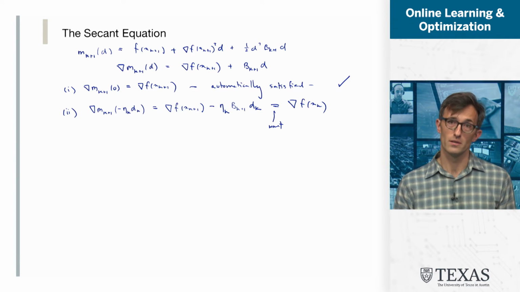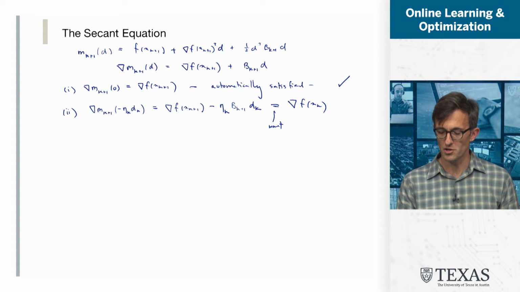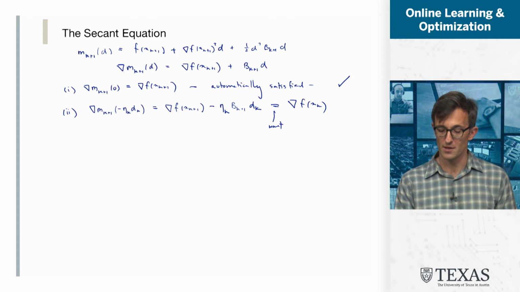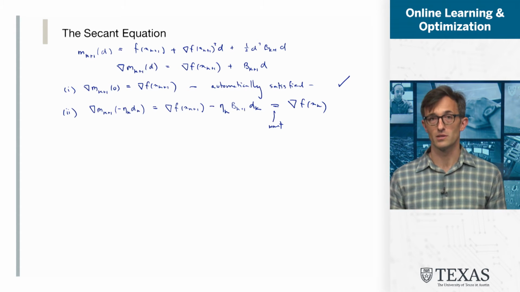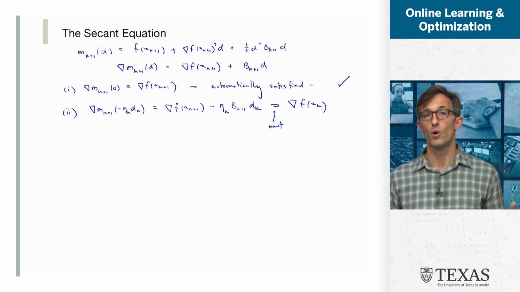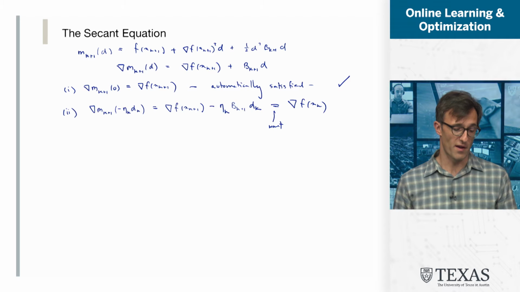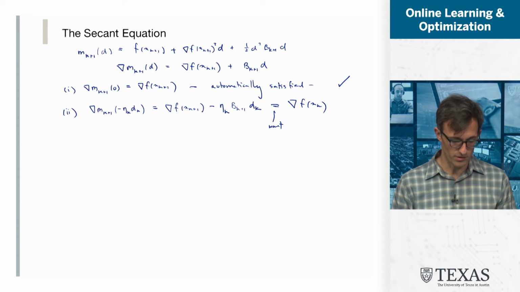Okay, so now we have a non-trivial requirement for B_{k+1} to satisfy. So this is good. We started from a principle: let's have our quadratic approximation match curvature in the sense that it matches the slope from the past two iterations. And we see that this imposes conditions on B_{k+1}. In other words, it gives us guidance as to what B_{k+1} should satisfy. What should it look like?